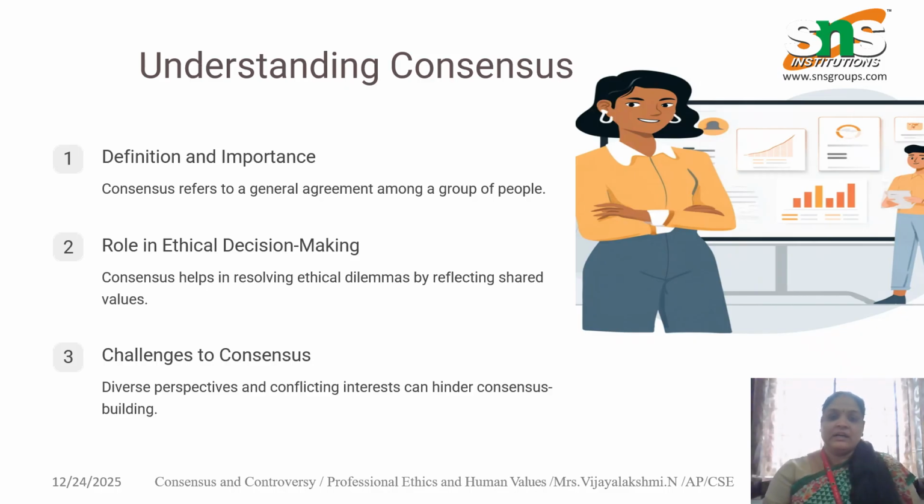First of all, we need to understand consensus. Let me discuss the definition and importance first, and then we move on to the real-time part. According to this definition, consensus refers to the positive side of any decision which an individual is taking, which is a general agreement among a group of people. You have a scenario and all the people are accepting that scenario. Next is the role. What is the role of consensus in ethical decision making? It helps in resolving ethical dilemmas by reflecting shared values. The challenges with consensus are diverse perspectives. All individuals will not accept the scenario, and conflicting interests can hinder consensus building.